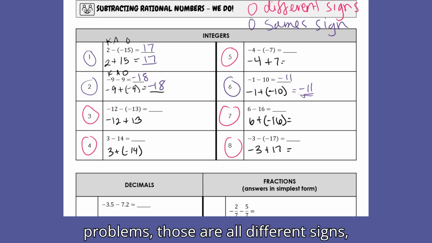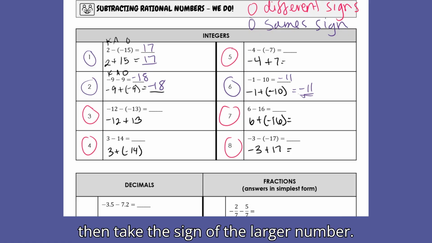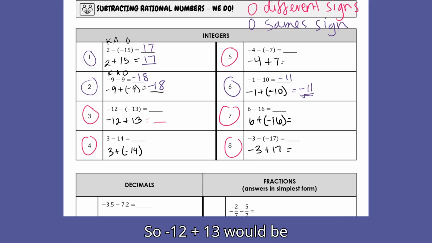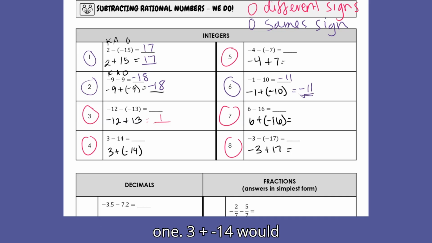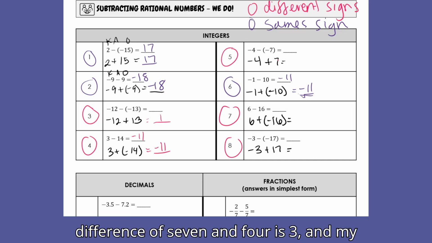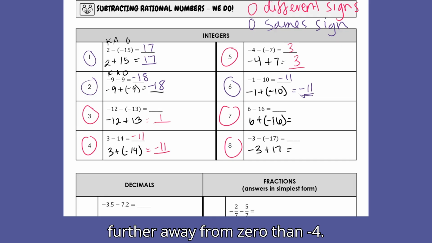So if I go back to the rest of the problems, those are all different signs, meaning I'm going to subtract and then take the sign of the larger number. So -12 plus 13 would be +1, because 13 is further away from 0 than 12. 3 plus -14 would be -11, because 14 is further away from 0 than 3. And number 5, the difference of 7 and 4 is 3. And my answer would be +3 because 7 is farther away from 0 than -4.